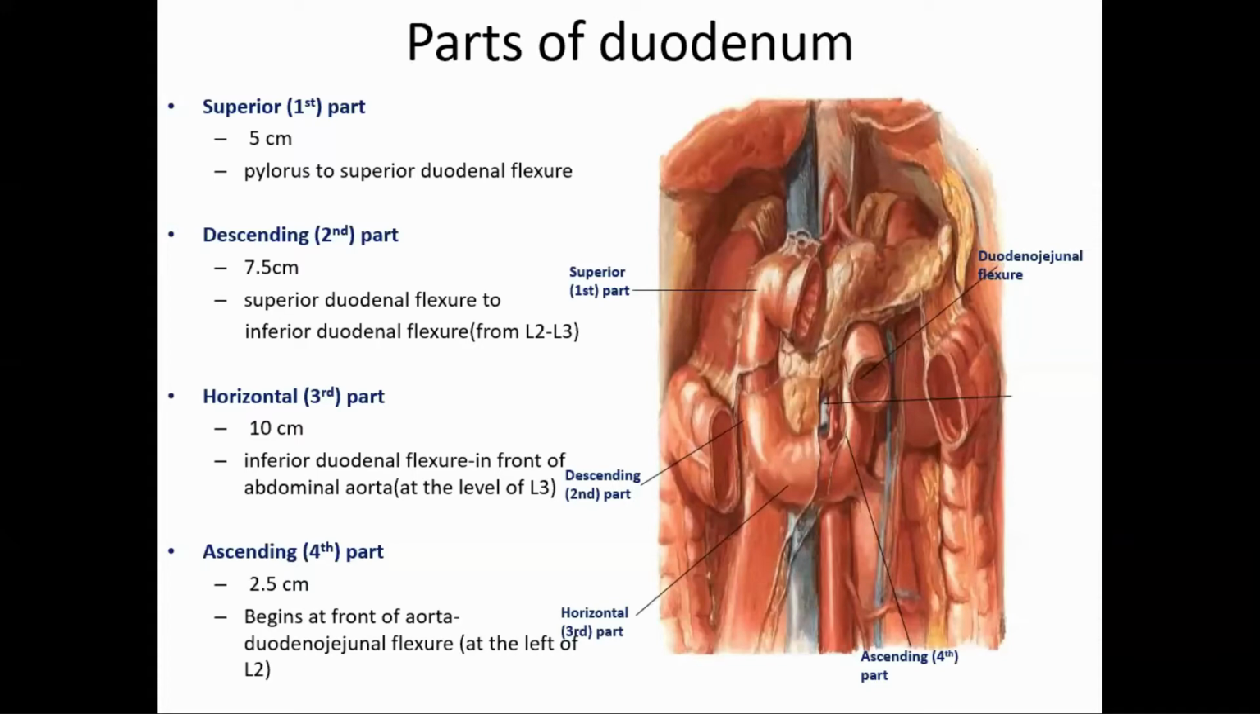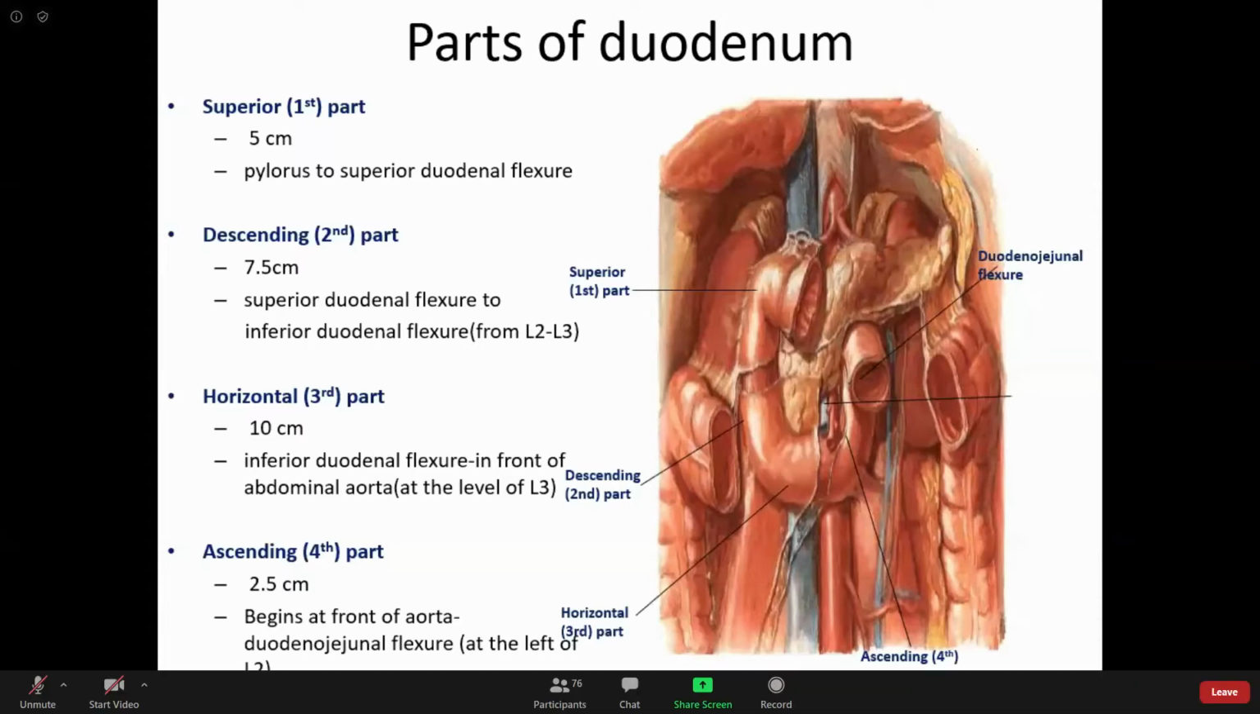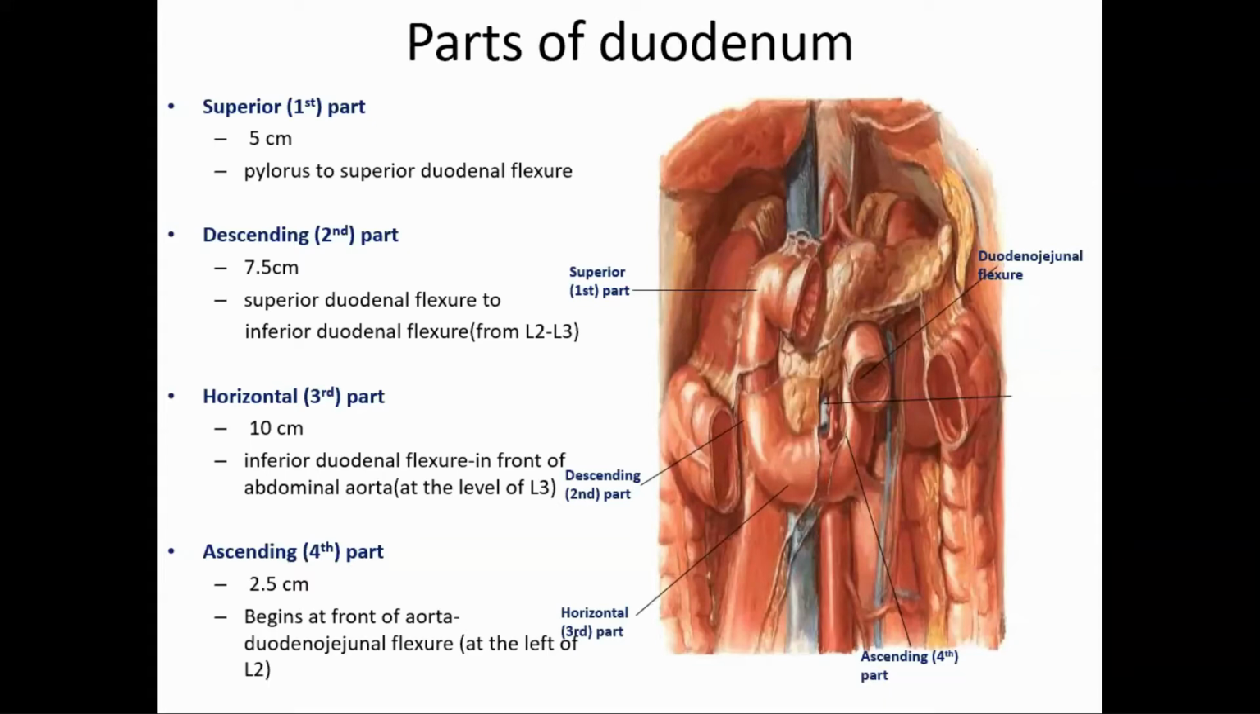What are the different parts of the duodenum? First or superior part, second or descending part, third or horizontal part, fourth or ascending part. The length of the ascending part is 2.5 centimeters. So you can remember it like this also: ascending part 1 inch, then superior 2 inches, descending 3 and horizontal 4 inches.